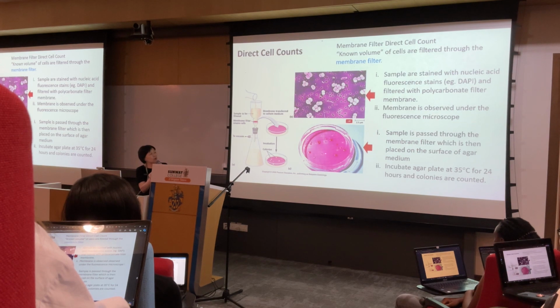And then you incubate the entire agar plate. So next day or 2 days later, normally you incubate a bit longer because some bacteria require time to grow. So you will have the colonies grow on top of the membrane. So then you can count the number of the cells that are considered viable. Okay.